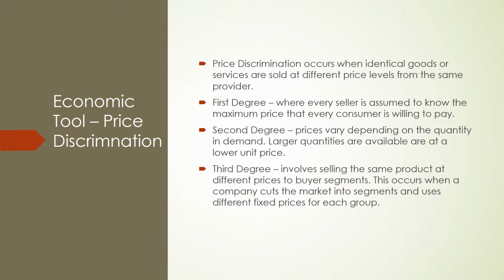Third degree, this involves selling the same product at different prices to buyer segments. This occurs when a company cuts the market into segments and uses different fixed prices for each group. Prices vary between segments, the assumption being that these attributes factor into a customer's willingness to pay.